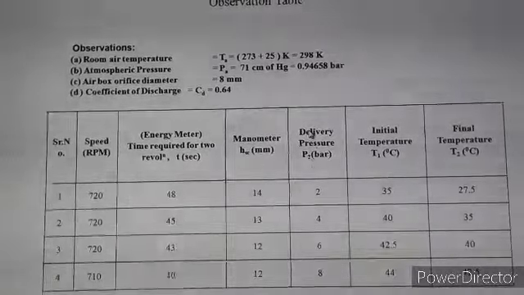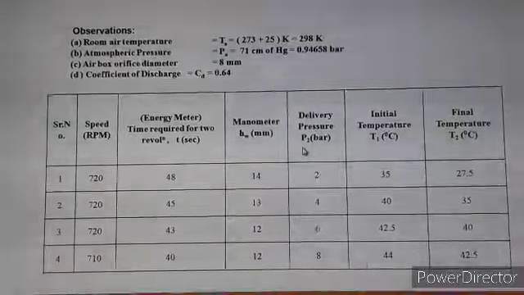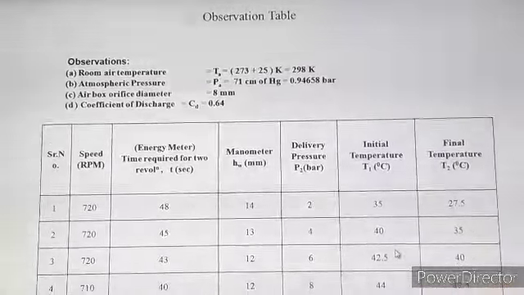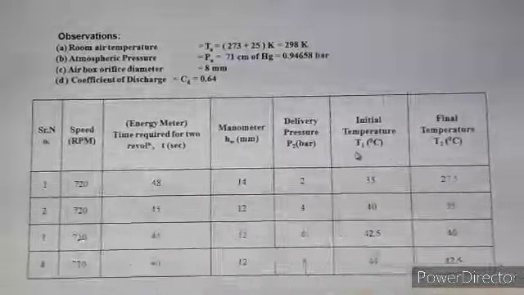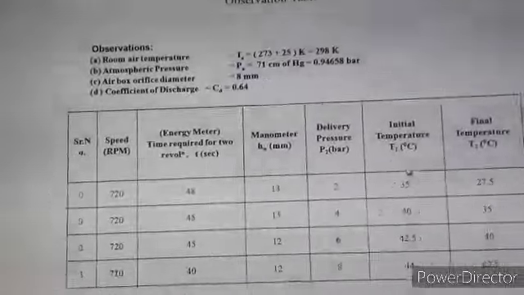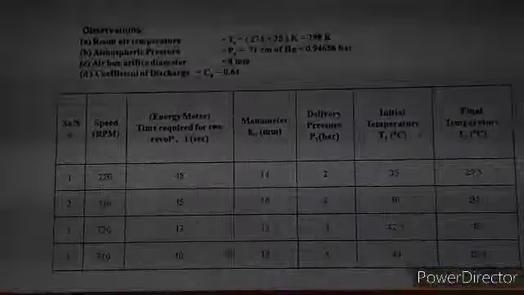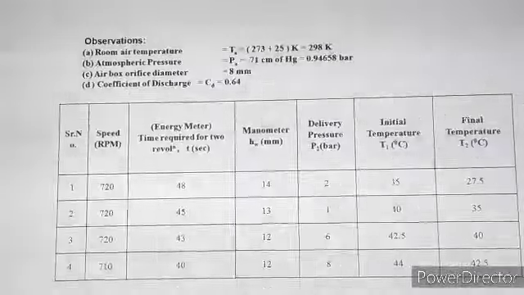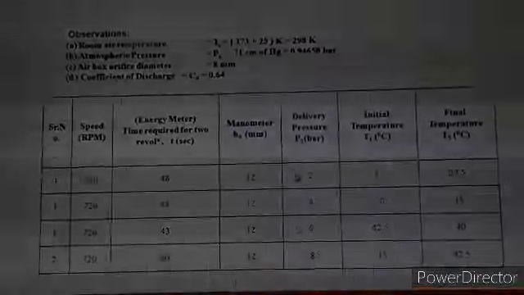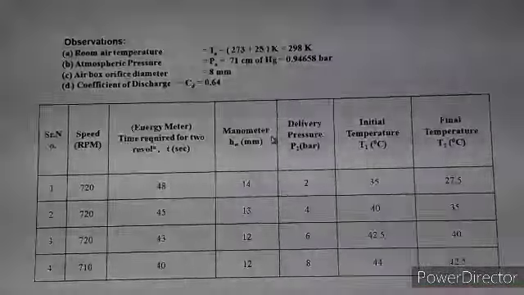Then in the next column we have to write the discharge pressure, which is denoted by P2. Again, we write that pressure in bar. Then we have to record the initial temperature, denoted by T1, and the final temperature, T2. So these are the reference readings given to you from the previous practical, but you have to write your own reading in this observation table, and according to these observations you have to find the various performance parameters.